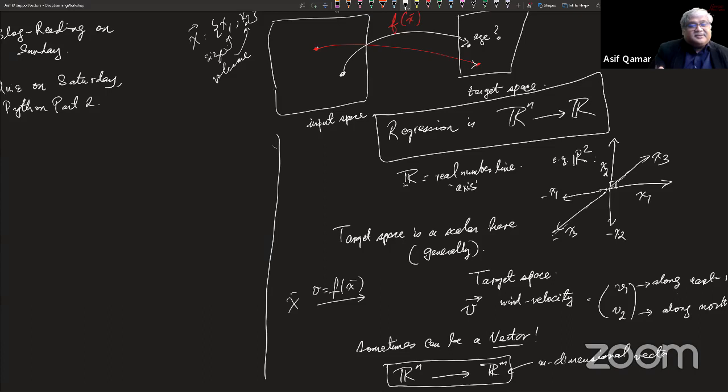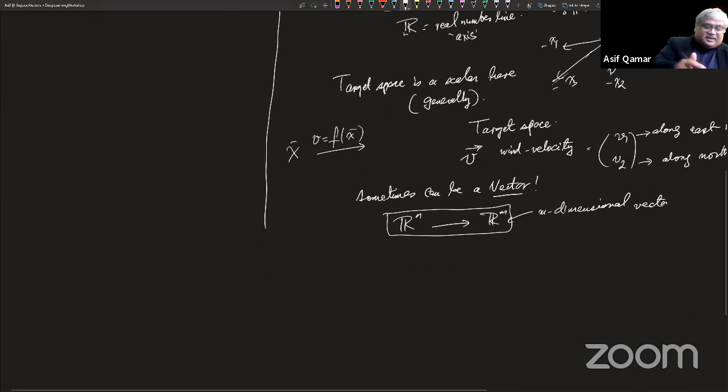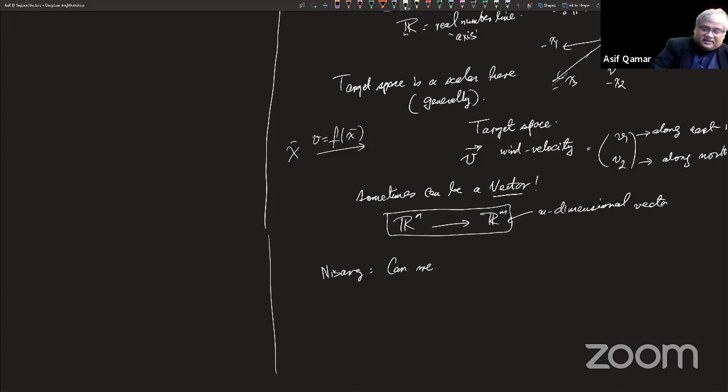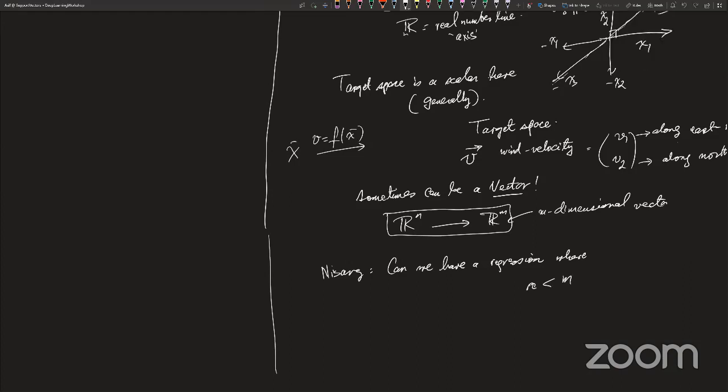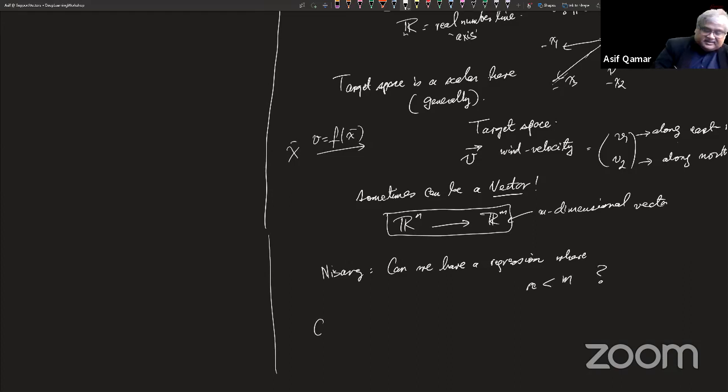And that vector is a function just of height, just of one. So in other words, let's write this case since you asked. Your question is, can we have regression where n is smaller than m? This was the question.